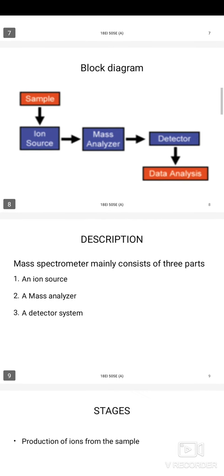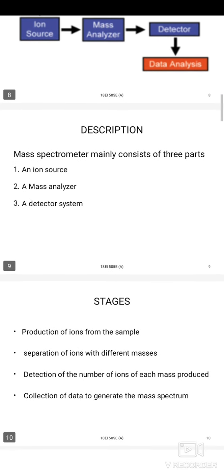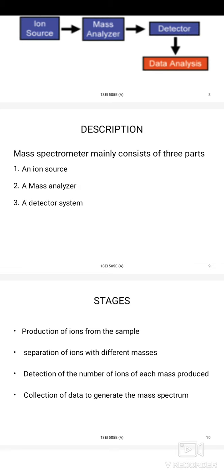We can see the description of the block diagram. Mass spectrometer mainly consists of three parts. First one, an ion source. Second one, a mass analyzer. Third one, detector system.